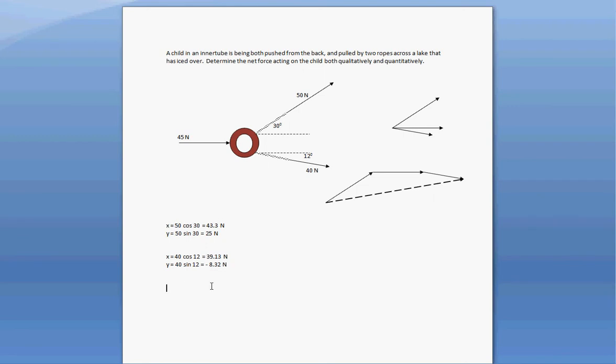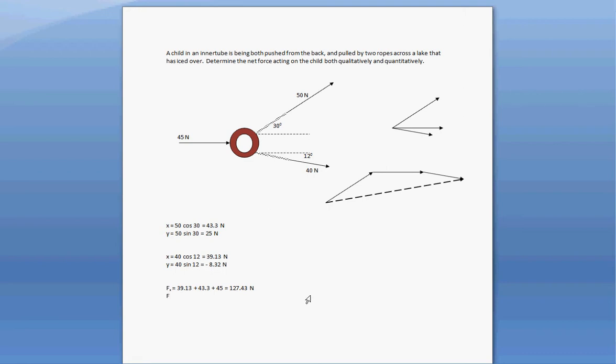So for our force in the x direction, we're going to take the 39.13 and add it to this one here, 43.3, plus we're going to add this, because this is x direction also, so 45 more newtons in the x direction. So 39.13 plus 43.3 plus 45 is 127.43.